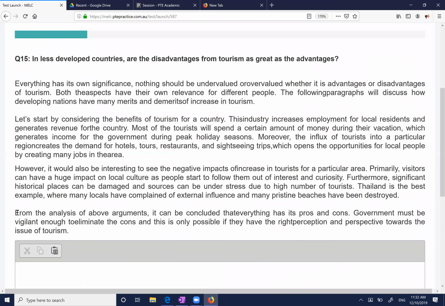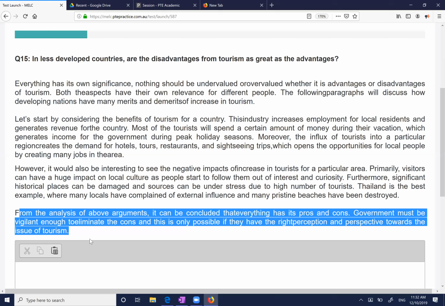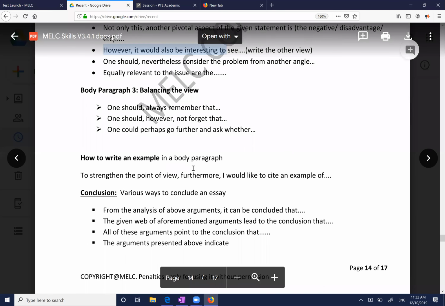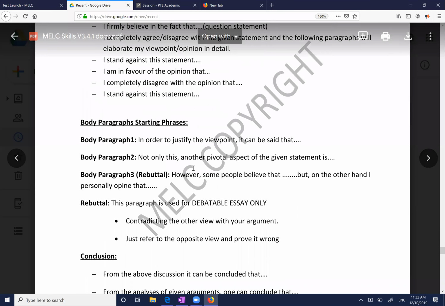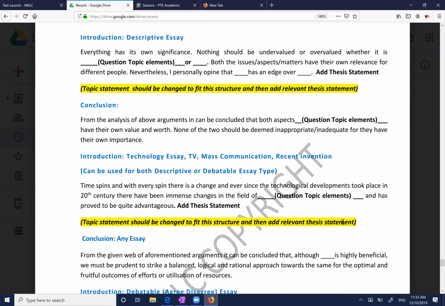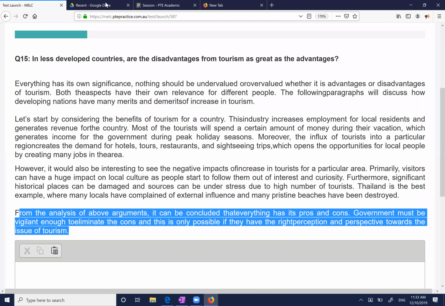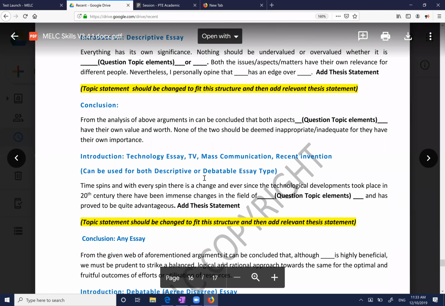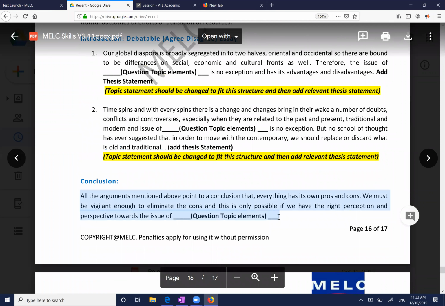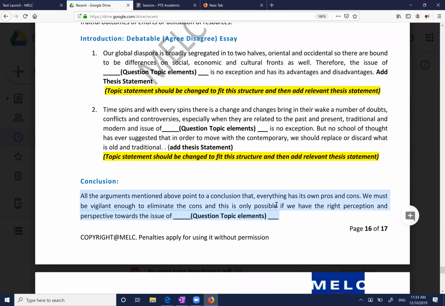Now, from the analysis of above arguments, it can be concluded. Again, this is a structure. It is not bad to use structures, but if you use them brainlessly, yes, it's wrong. Does that make sense? What is that? Right perception. We should be vigilant enough to eliminate the cons. It is this one. So you have to use introductions and conclusions carefully.